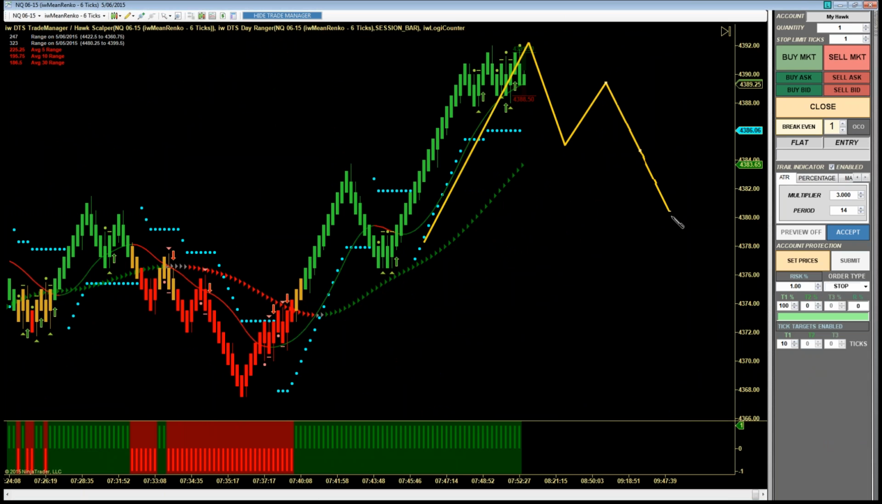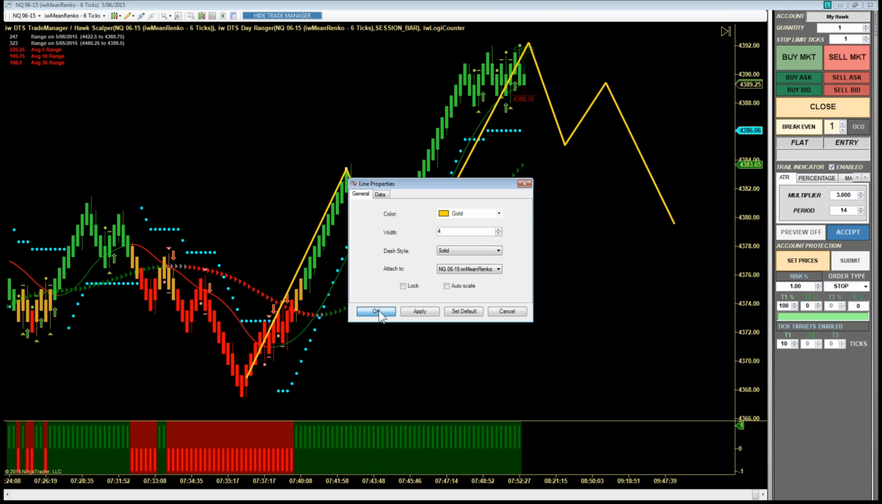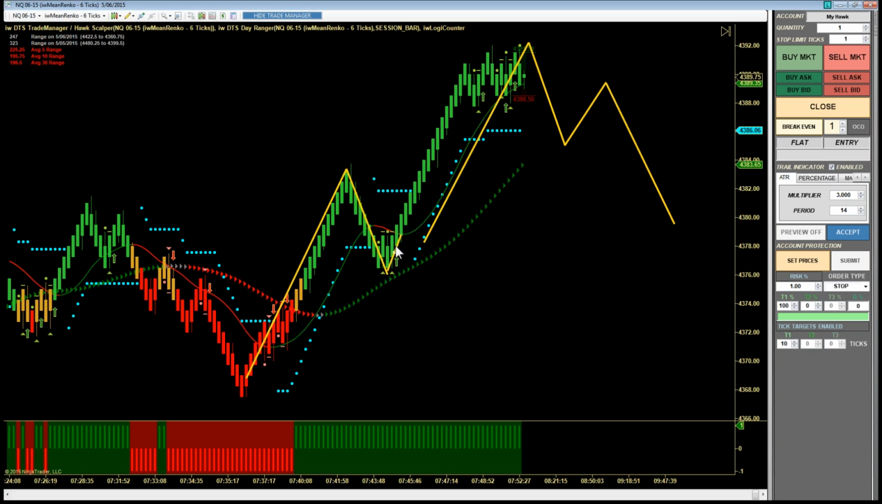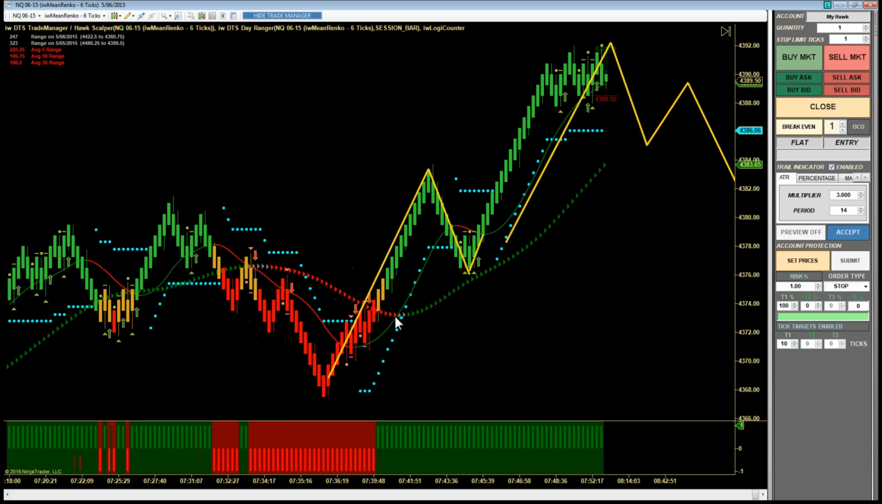I'm going to see a test of the extreme, then I'm going to see the market turn over, and I'll start looking for my first micro-macro cross to the downside. Here was a test of the extreme lower. The market failed, came back with a macro pullback signal.